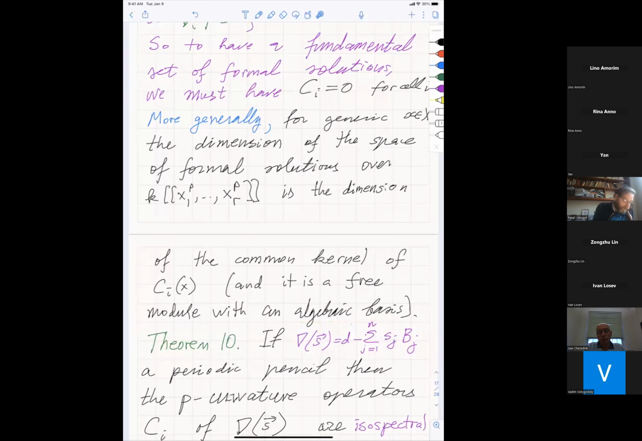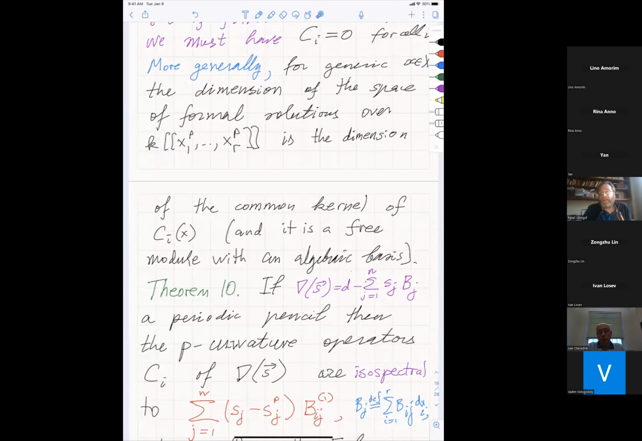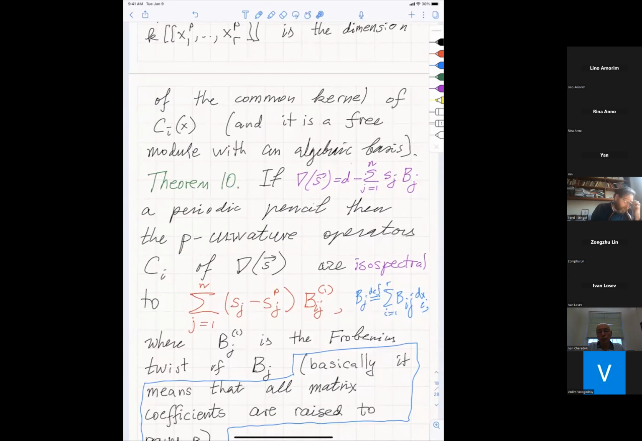So here is the next theorem, which is actually the main theorem of the talk. And this theorem says the following. Suppose nabla(s) is a periodic pencil parameterized by s_1 through s_n. Then the p-curvature operators C_i of this pencil, well, we cannot compute them, but we can compute their spectrum, namely they are isospectral to the operators sum from j equals 1 to n of (s_j minus s_j to the p) times B_ij^(1).